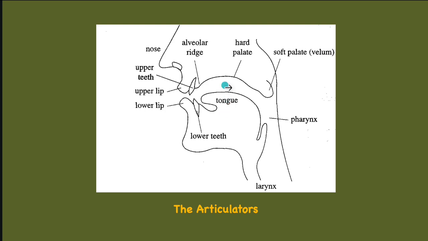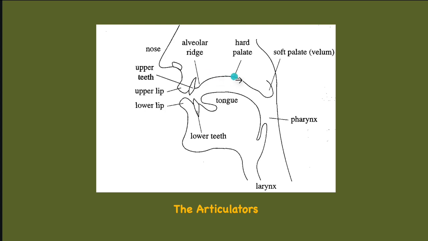Now, let's move on to the alveolar ridge. Let's talk about it a little bit. This is the small bump you can feel just behind your upper front teeth. It's crucial for sounds like t, d, and n. Think of it like a platform that your tongue uses to create these sounds.